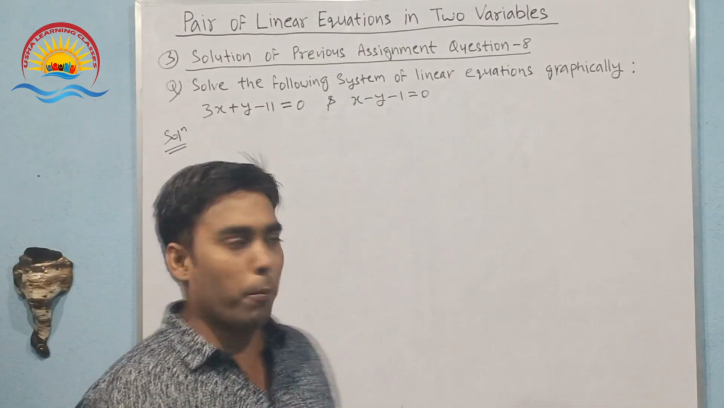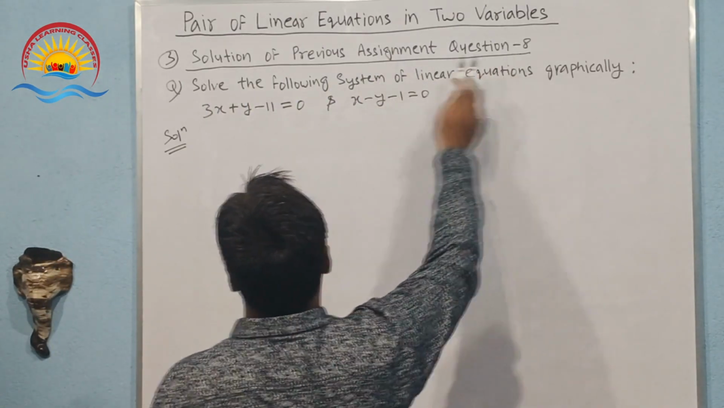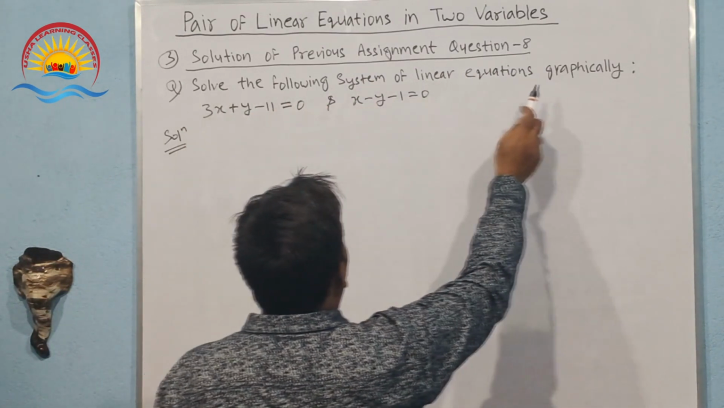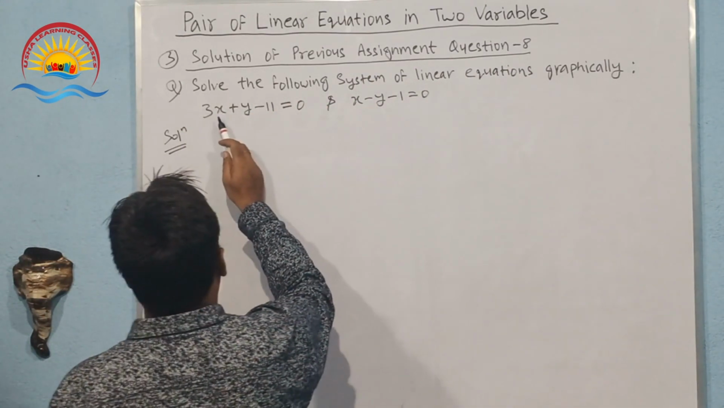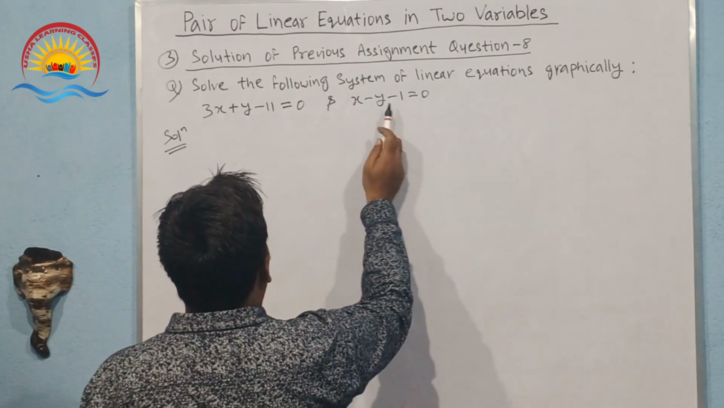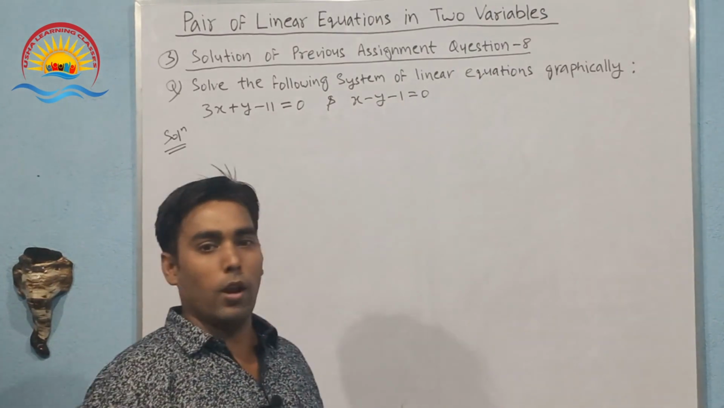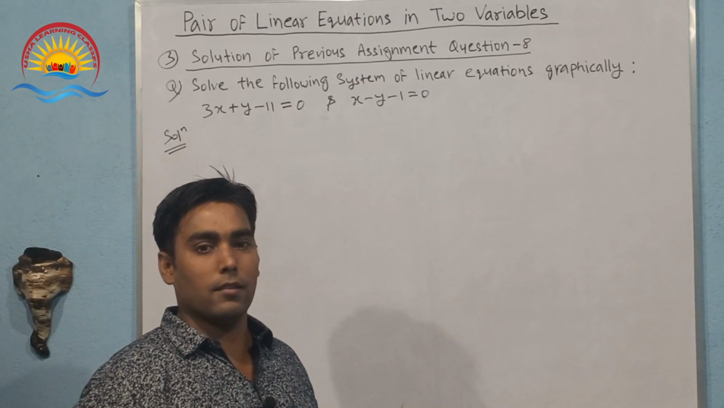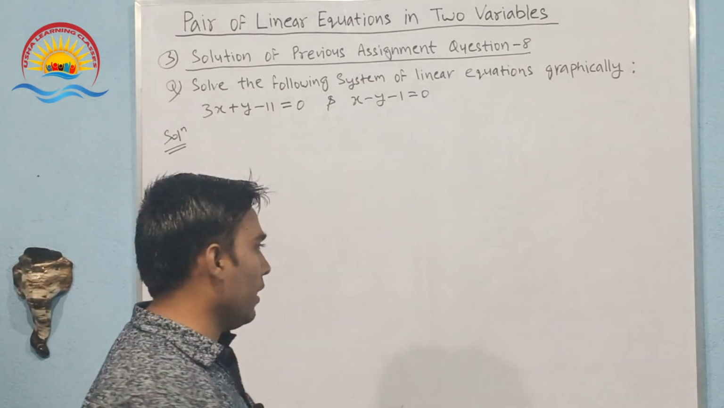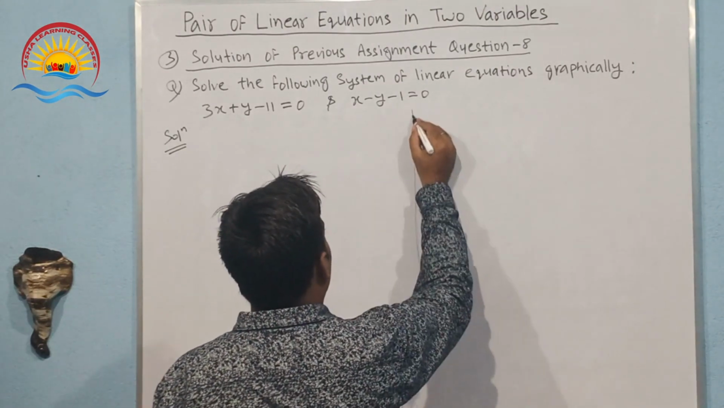Come to our next topic, solution of previous assignment question 8. Question was, solve the following system of linear equations graphically. Equations are 3x plus y minus 11 equal to 0 and x minus y minus 1 equal to 0. To solve it graphically, we need two lines, and to find the lines, we need 2 points on each equation. So let us try to find the points on each equation to draw the line.